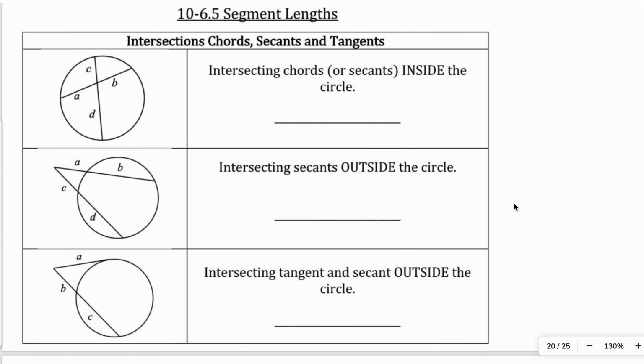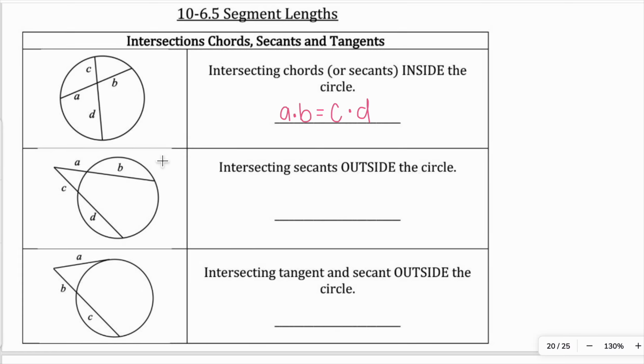Intersecting chords on the inside of a circle can be found if we take A times B and set it equal to C times D. So we're really just building the cross products of a proportion, because the way that the secants, chords, and tangents are showing up here is they're going to be proportional to one another within that circle.